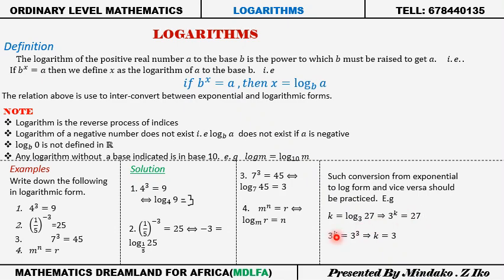Since the two bases are the same, I will just equate the powers. That is why k is equal to 3. Since k equals 3, therefore the log of 27 to the base 3 is just equal to 3. So that is it.